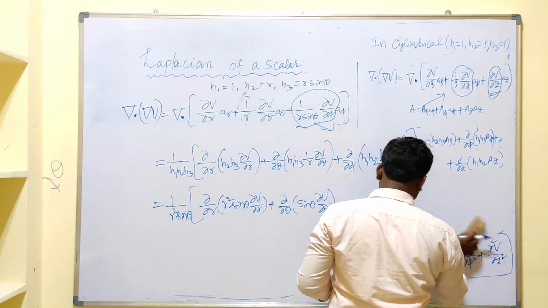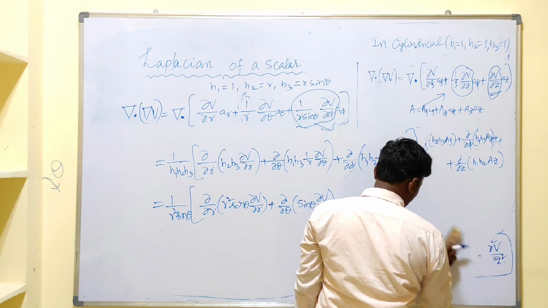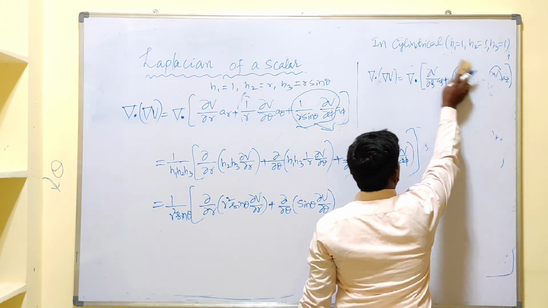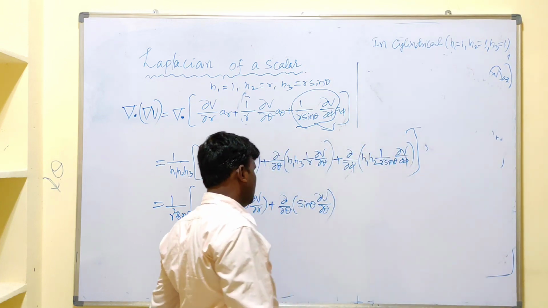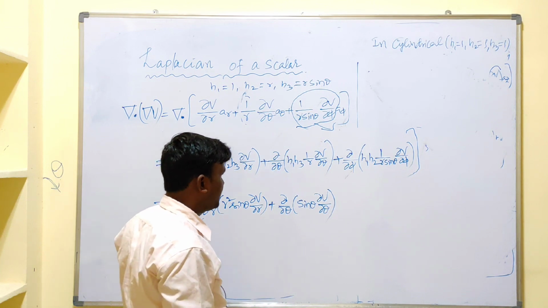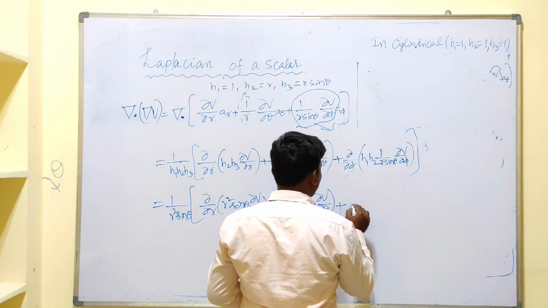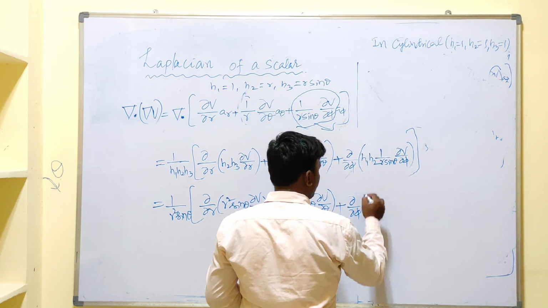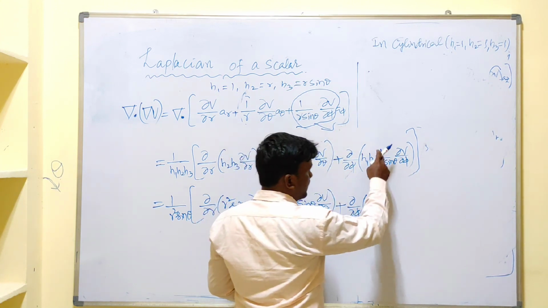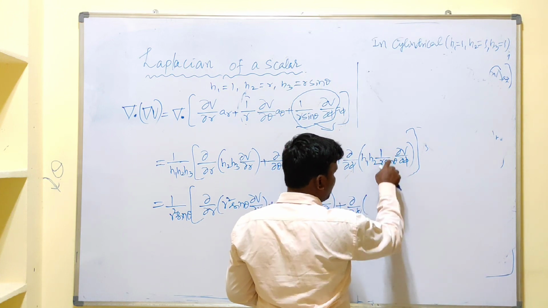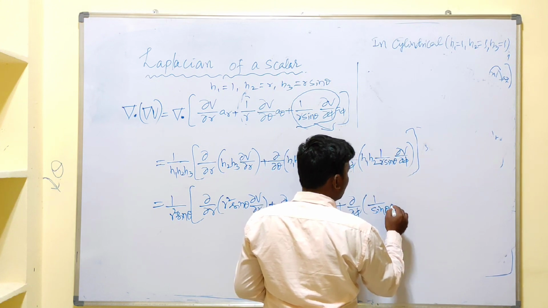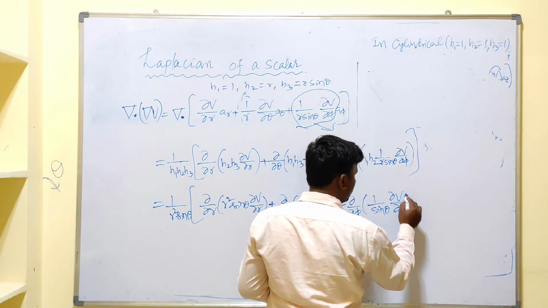I am arranging this part. ∂/∂θ of sin θ ∂V/∂θ, and the last one, that is ∂/∂φ. H1 H2 means H1 is 1 and H2 is what? r. Already here you have r sin θ. r into 1/(r sin θ) gives what? That is 1/sin θ ∂V/∂φ.